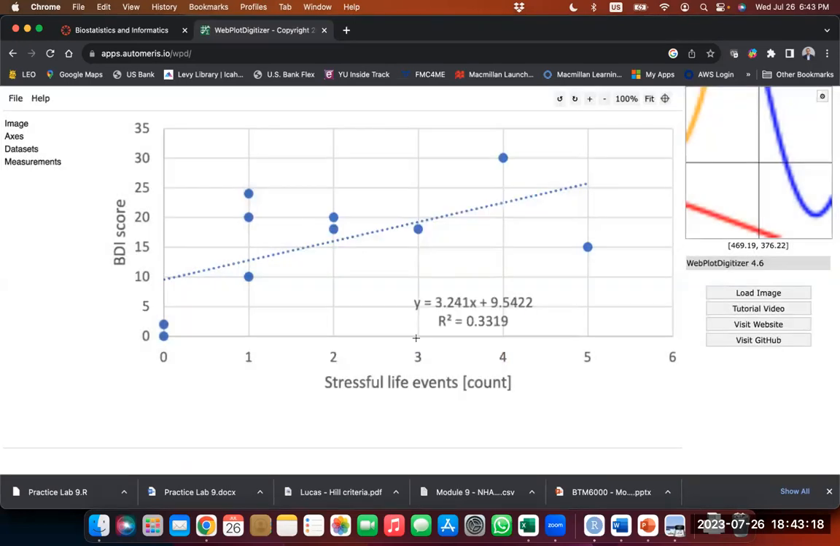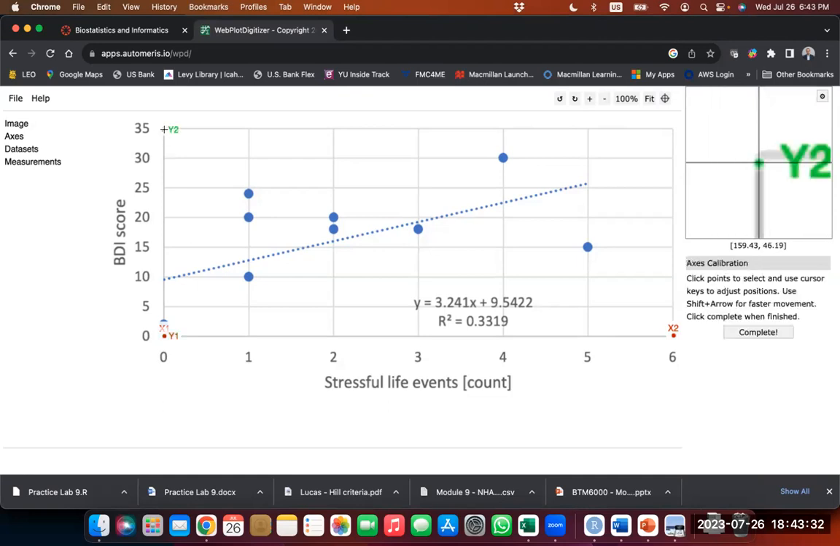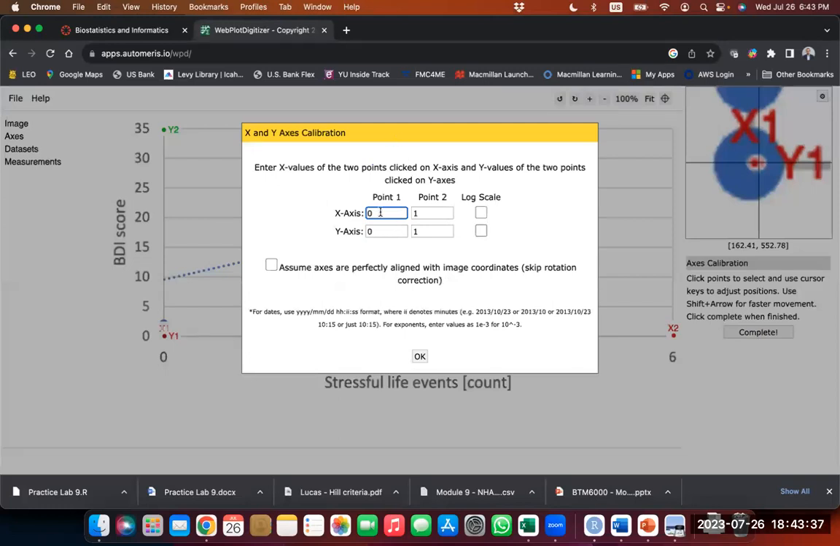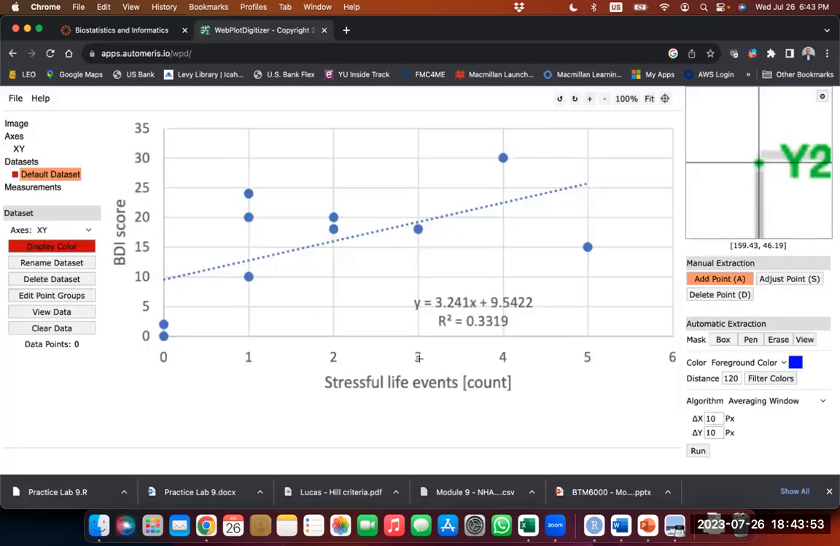So these are the points it needs. So you tell WebPlotDigitizer, this is my 0. You say, this is my 6. You say, this is my Y1, and this is my Y2. Then you say, complete. Then it will ask you, okay, so that first X that you gave me, what is that? That's 0. What is that second X you gave me? That's 6. What's that first Y that you gave me? That's 0. What's the second Y? That's 35. So if I go on OK now, I basically activated the graph.